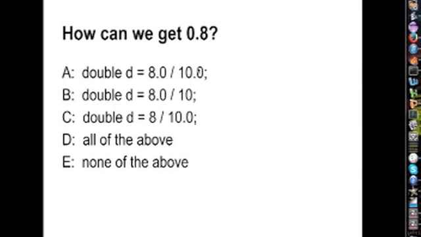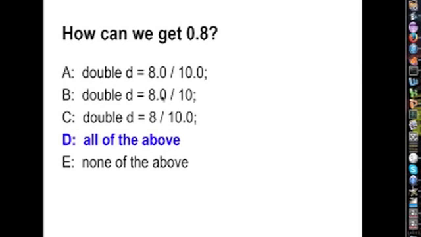How could we get 0.8 if we wanted to? So try this one out in the Moodle. Which of these is going to give us 0.8? It's actually all of the above. So obviously 8.0 divided by 10.0, 8.0 is a double, 10.0 is a double, so that's going to give us 0.8. But it turns out 8.0 divided by 10 and 8 divided by 10.0, these both mean the same thing because Java can always take integers and promote them to doubles.